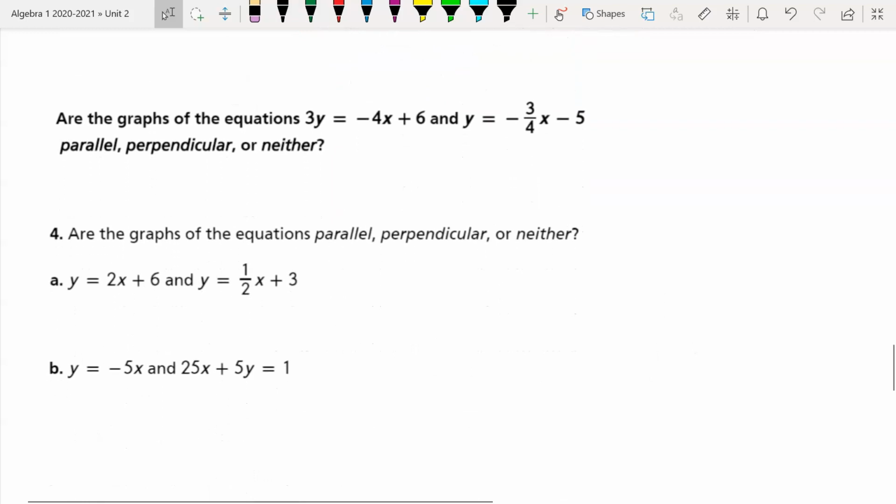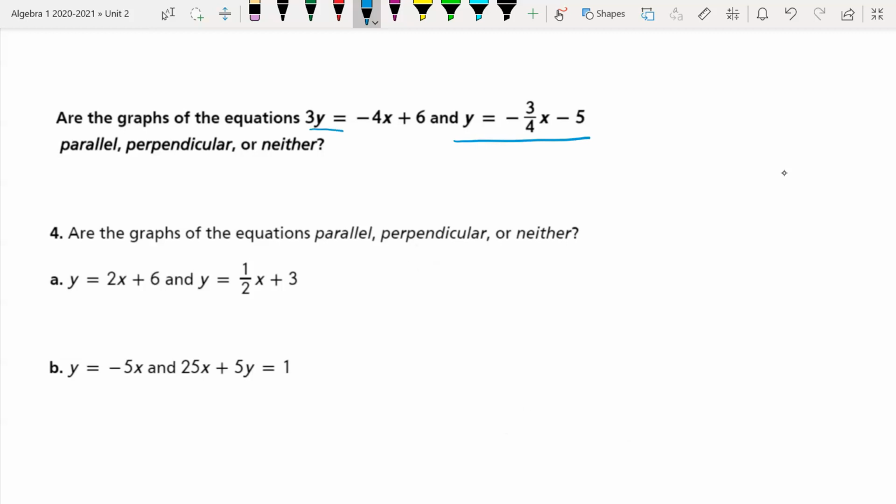So the last thing they're going to ask is, are the graphs of the equations 3y equals negative 4x plus 6 and y equals negative 3/4 x minus 5 parallel, perpendicular, or neither? So here's what you need to do. You need to make sure your equations are in the same form. Notice this is in slope-intercept form, and this one is not. So again, the blue one is in slope-intercept form, the green one is not. But I can convert it to slope-intercept form.